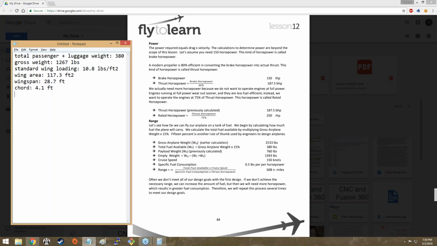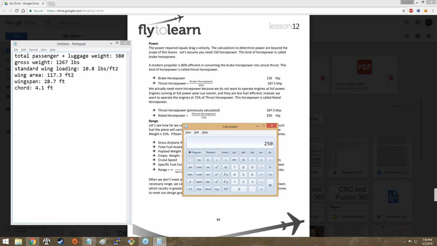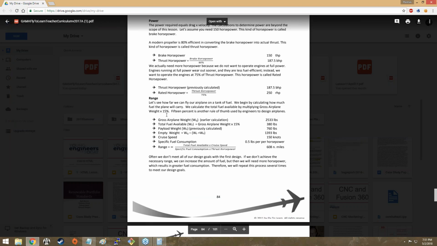So 250, whoops, I should actually put that into the calculator. 250 divided by 0.75. That doesn't seem right. Yeah, that's backwards. 250 times 0.75. 187.5 thrust rated horsepower. So we got 187.5 horsepower for rated horsepower.